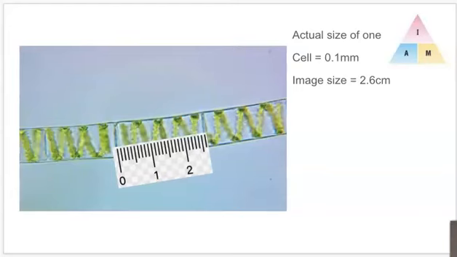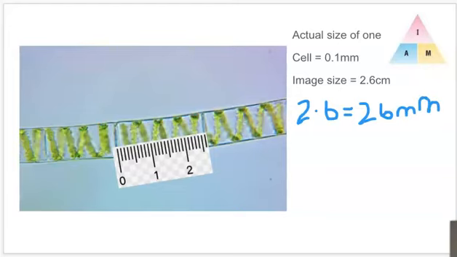So when you're doing this calculation, first of all, you need to make sure that you understand that 2.6 centimeters is actually the same as 26 millimeters. So we want all the units to be the same so that you can do your calculations correctly.